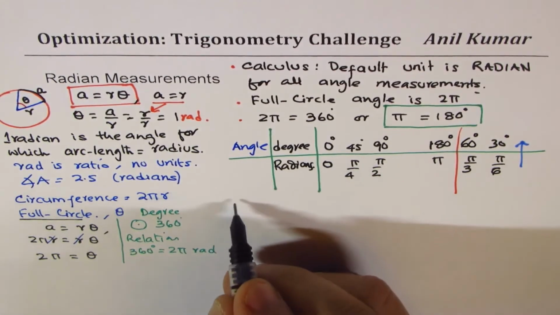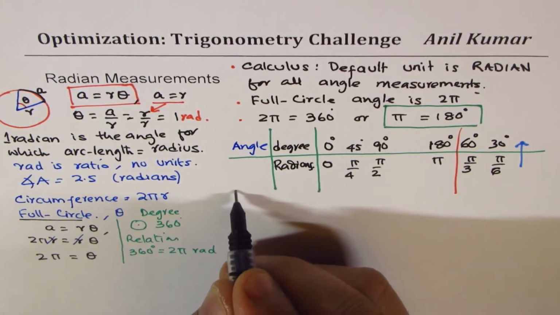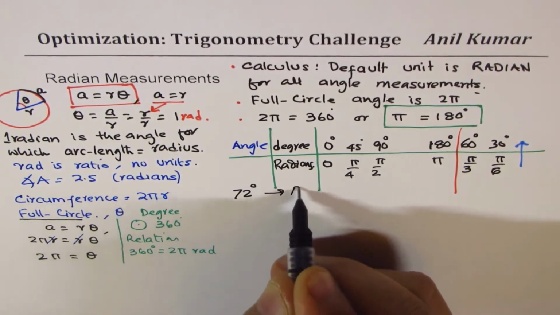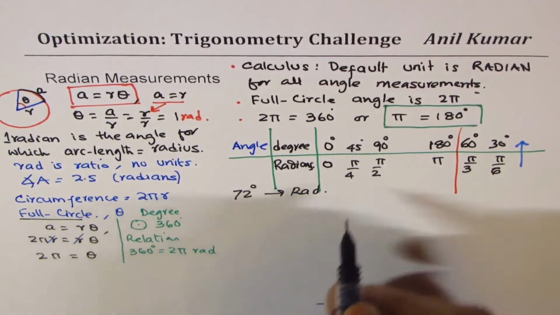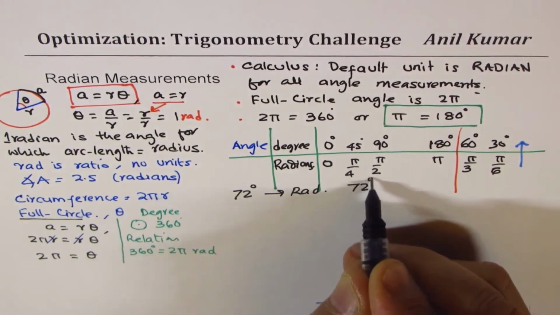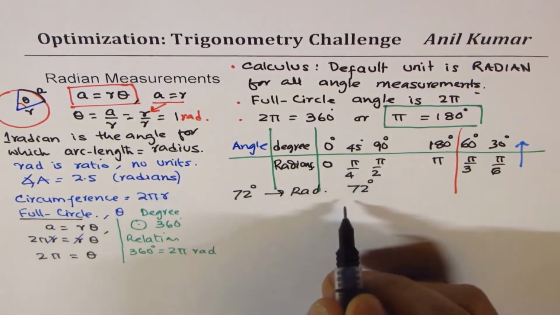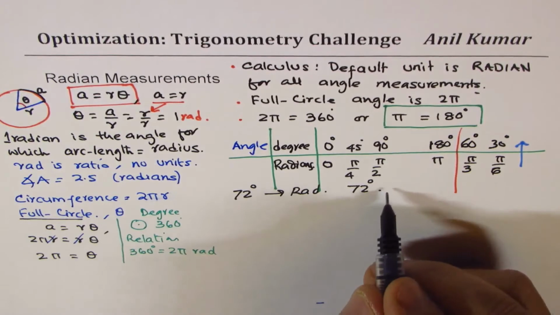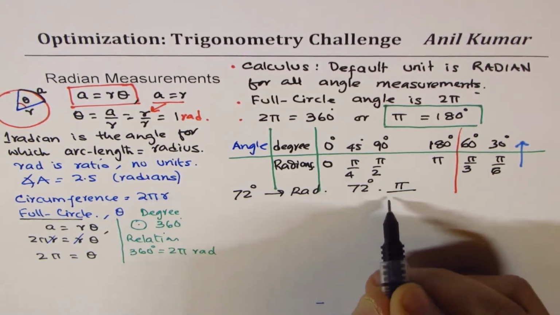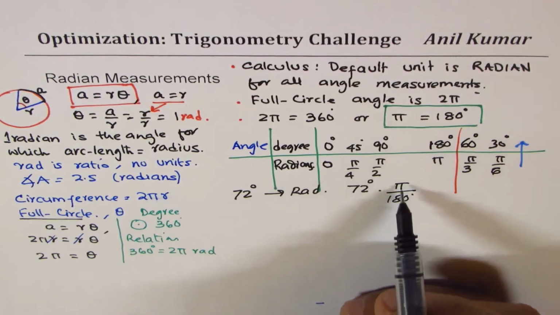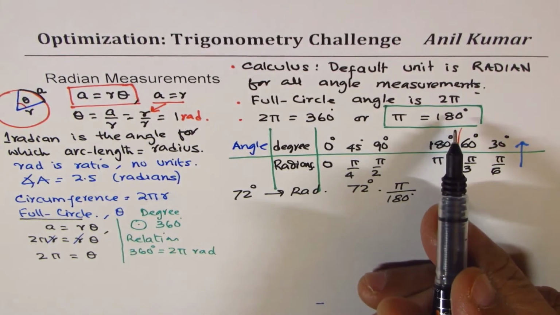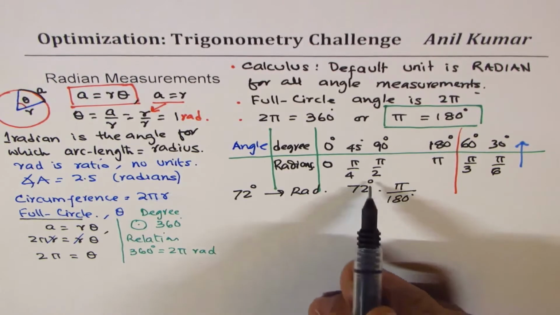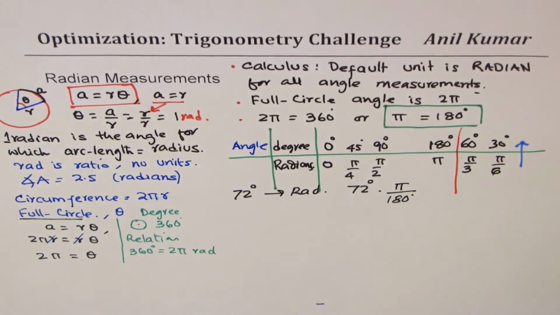In general, if I say you have to convert 72 degrees to radians, what will you do? Well, the easy method is this: 72 is in degrees. You do not want degrees, you want radians. You're going to use this ratio, multiplying by something which has radian on the top and degree below. So this factor pi over 180 will always be 1, correct? So if you multiply by this factor, you're not changing any value. Does that make sense to you? So that is how you could do it.